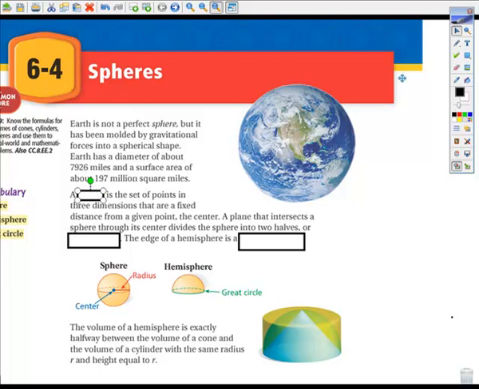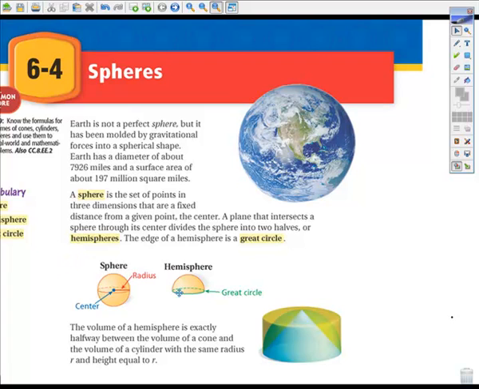We have a sphere. A sphere is a set of points in 3 dimensions that are a fixed distance from a given point, which is the center. So you've got the center of the sphere, and then points that are the same fixed distance away, and that makes the sphere. A plane that intersects a sphere through its center divides the sphere into 2 halves, or hemispheres. The edge of a hemisphere is, what do you think? It's called a great circle.